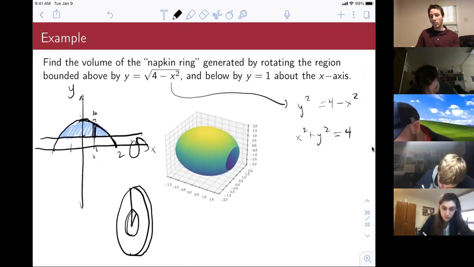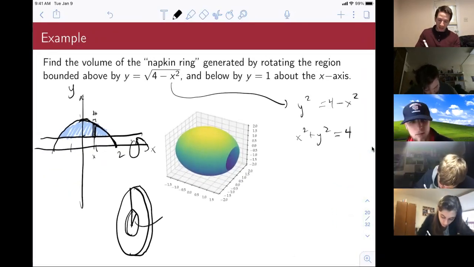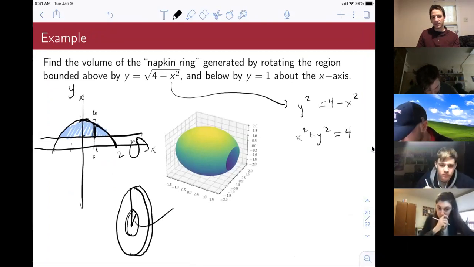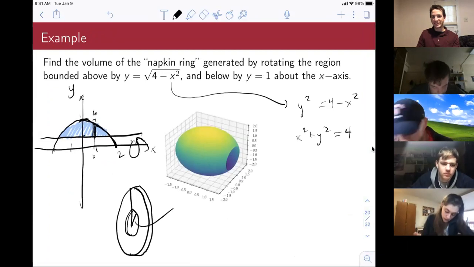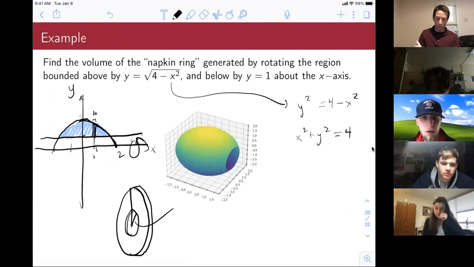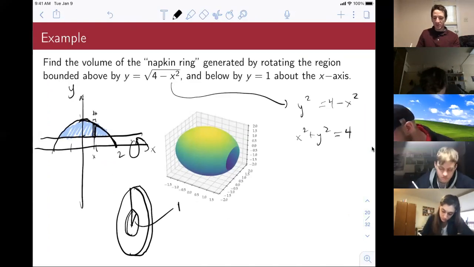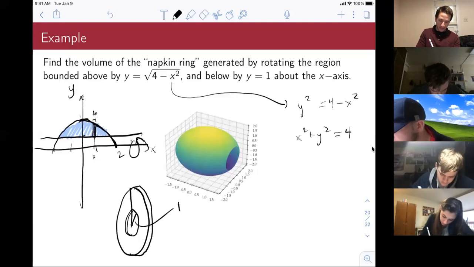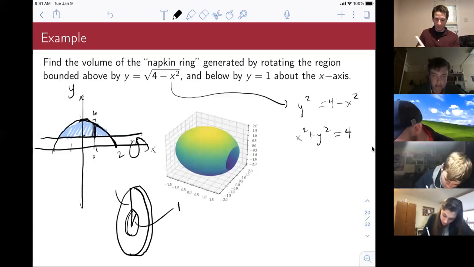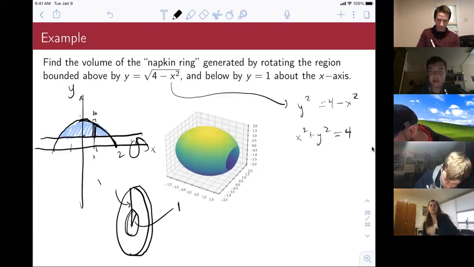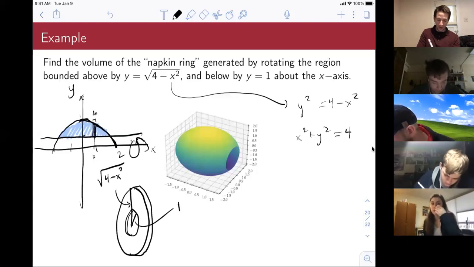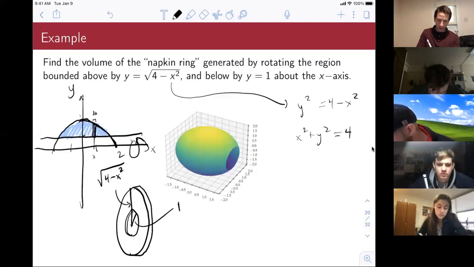Okay, so what is the inside radius? One. Perfect. It's 1 all the way across. So the inside radius there is 1. What is the outside radius? The square root of 4 minus x squared. Perfect. And what is the width?